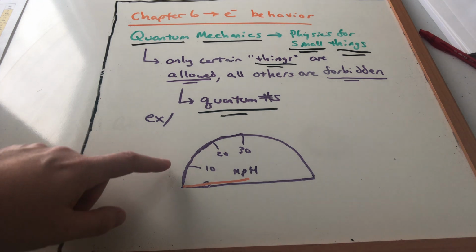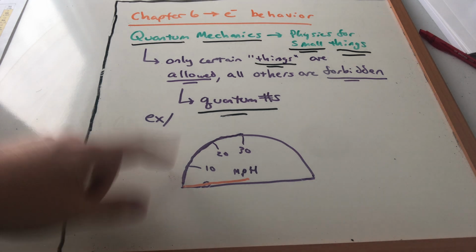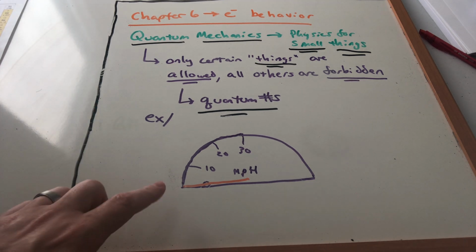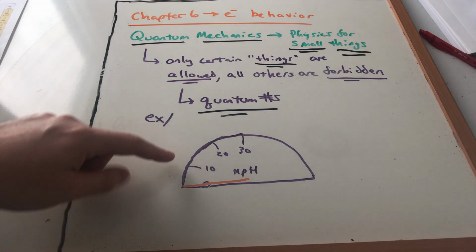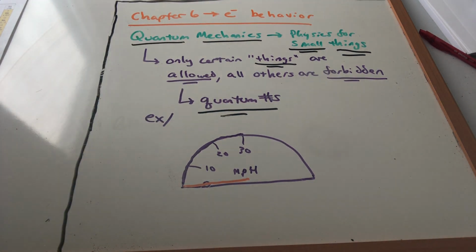So let's say now that we had a quantum car. Now that we remember how a car works. Not that we forgot, but you get my point here. Let's say we had a quantum car. And let's say that only 10 miles per hour, 20 miles per hour, and 30 miles per hour were allowed past 0 miles per hour. Okay?